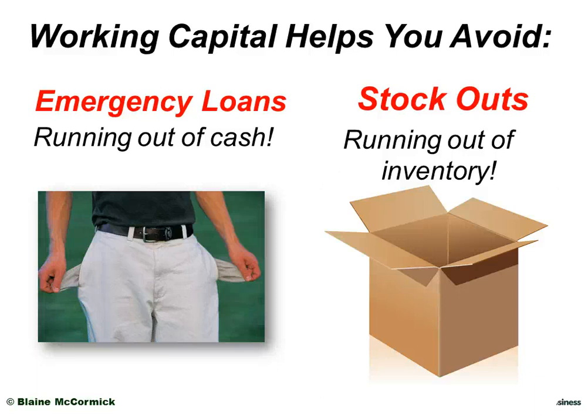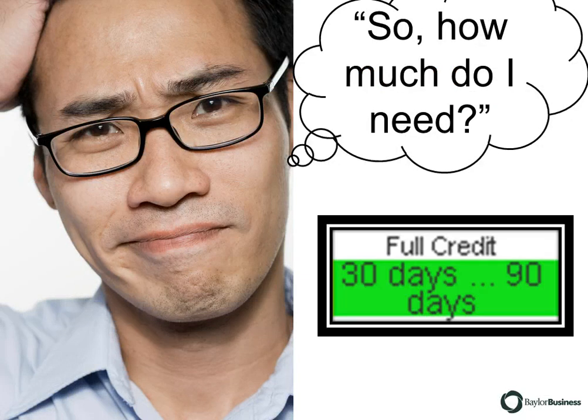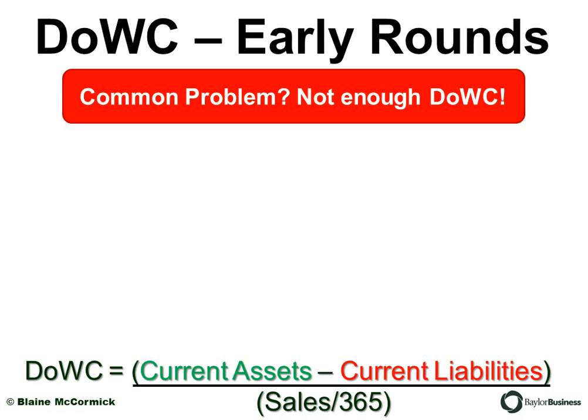And again, you don't want too much, too little. You want to have just the right amount of working capital. So how much do you need? Is really the question there. Well, again, full credit goes to those teams that have between 30 and 90 days of working capital, or can go 30 to 90 days without making a new sale and still survive, have enough current assets to operate for 30 to 90 days. That's days of working capital.